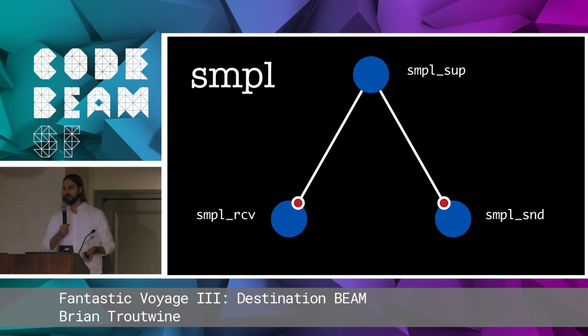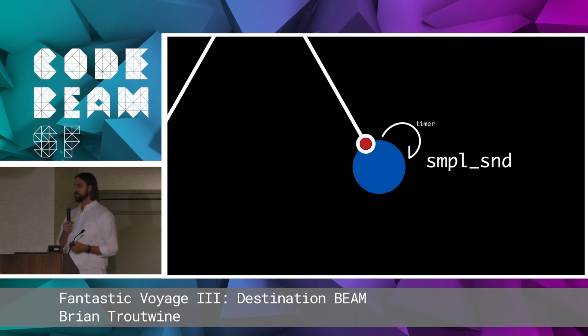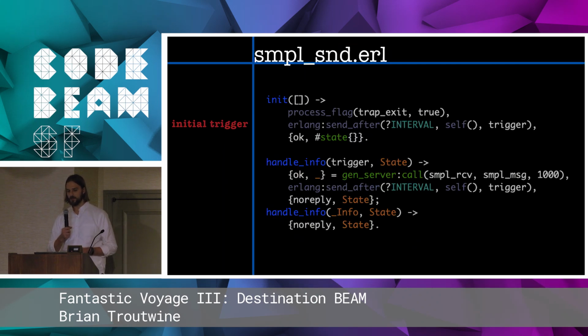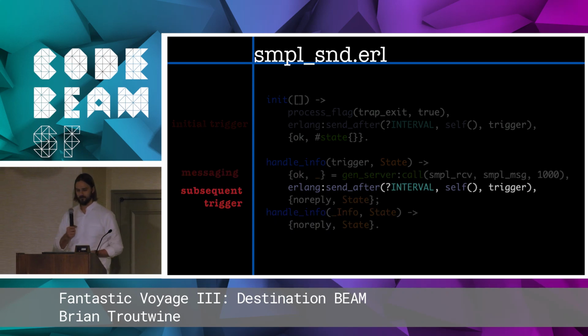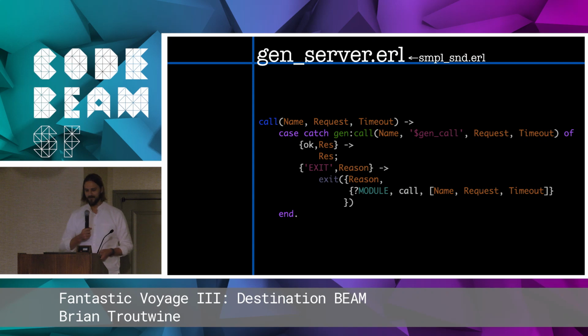Simple Supervisor has a monitor. If you've never looked inside of Gen Supervisor, it maintains a monitor on the process. Simple Send is a Gen server that sends itself a message every so often. Here's the setup for that. The initial trigger is the sort of common Erlang send after trick that people do into a Gen server, and then the messaging. So it sends itself trigger. When it receives the trigger message, it then sends simple message to Simple Receive. And then the subsequent trigger, which incidentally, if you do this, your timers will eventually drift. Try it out. It's pretty fun.